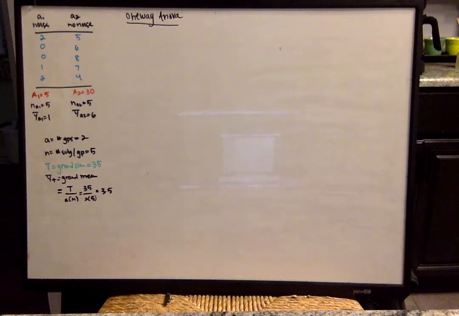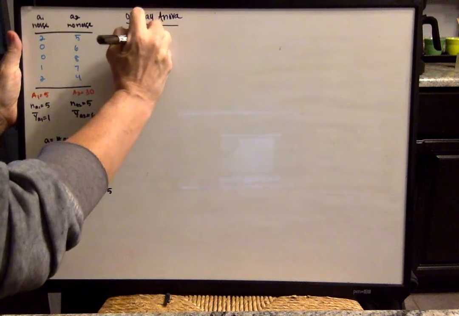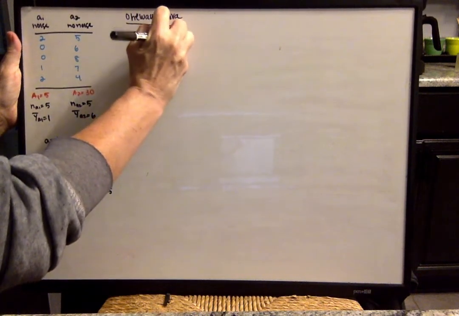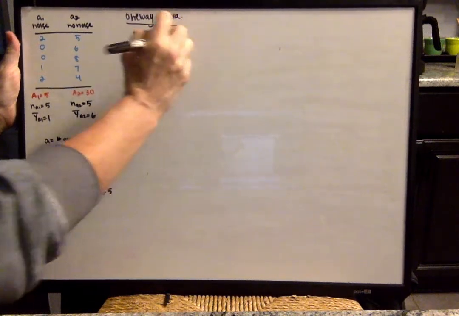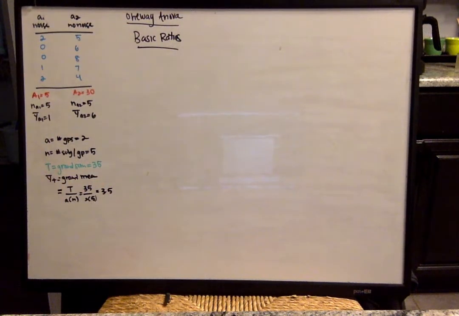All right, so the first step in the one-way ANOVA is to calculate something that we call basic ratios. And the basic ratios, honestly, this is the hardest step. So if you find this step to be easy, which hopefully many of you will, the rest of the problem is a cakewalk. So in the one-way ANOVA, there are 3 basic ratios.